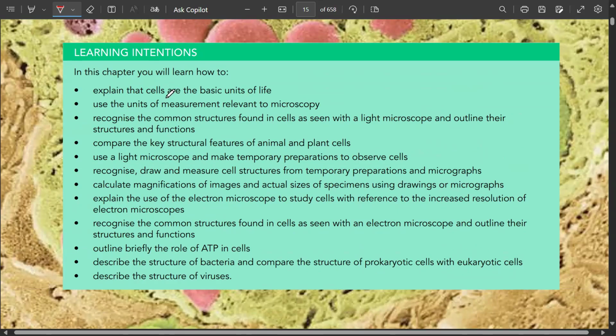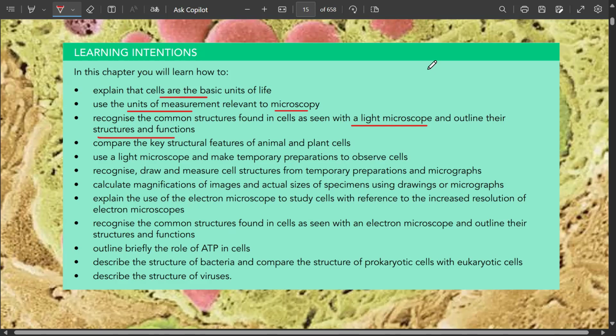Exactly. So, we'll explain that cells are the basic units of life. Then we are going to talk about some units of measurement, microscopy, light microscopy, structure and functions of those structures. Now in IGCSE and whatever you have done, you have talked about cells, the basic organelles, and you have labeled the structures found in the cells, which were organelles.